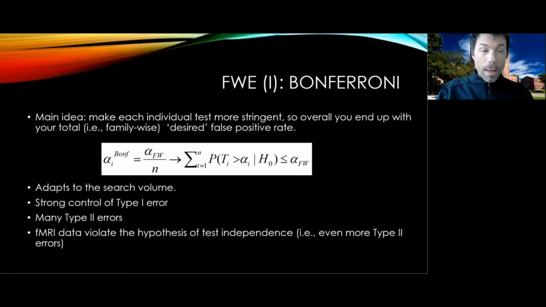On top of it, because it's so stringent, MRI data violate one of the basic assumptions of Bonferroni, which is that the parallel tests that you're making are independent of each other. And as we discussed last time, this is not the case because the signal in fMRI is autocorrelated over space. And this, of course, leads to even further type 2 errors. So yes, we do control type 1 errors very well, but this comes at a great cost of a lot of false negatives, which is why very few people today do a Bonferroni correction.